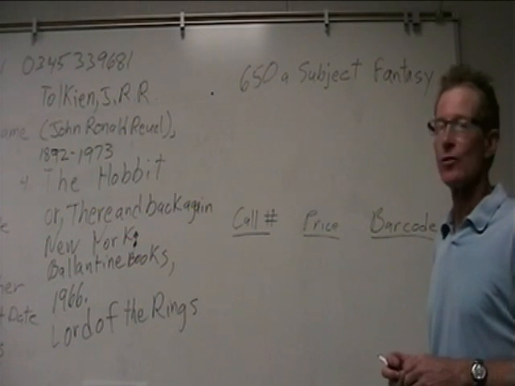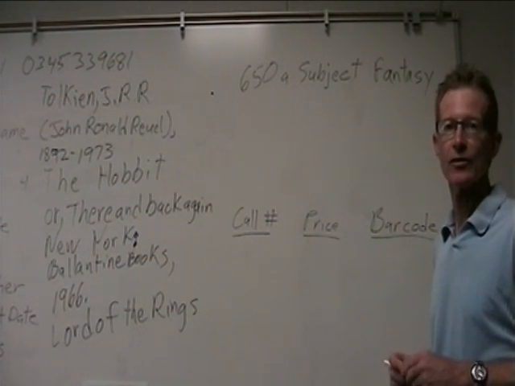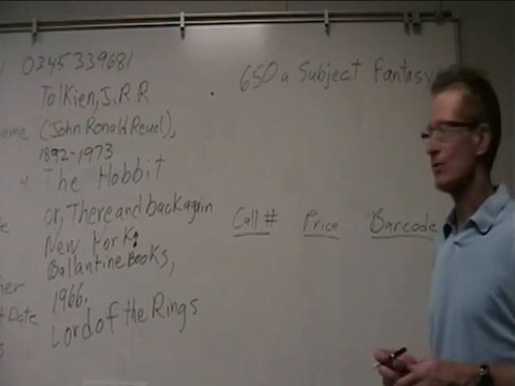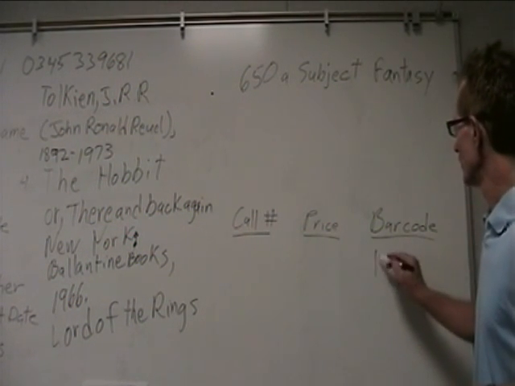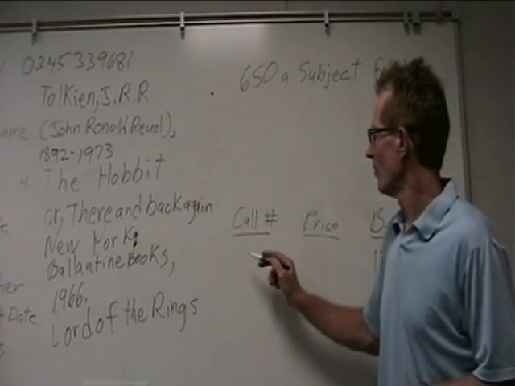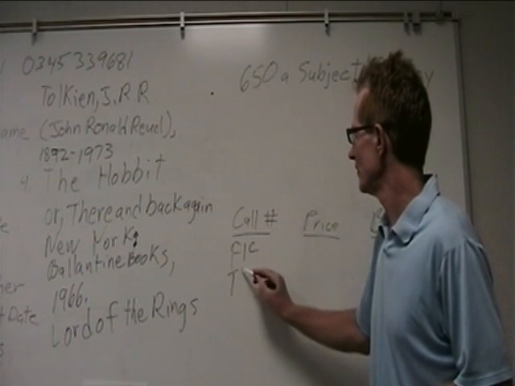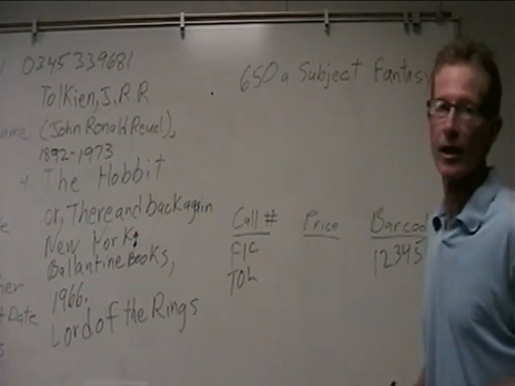So then the next thing you would do with a new book is you'd go to the Add Copies section of your computer program, and that's where you would put in probably the barcode number, and it would also look for the call number. So in this case it's going to be Fiction, FIC TOL, and then you put in the price.